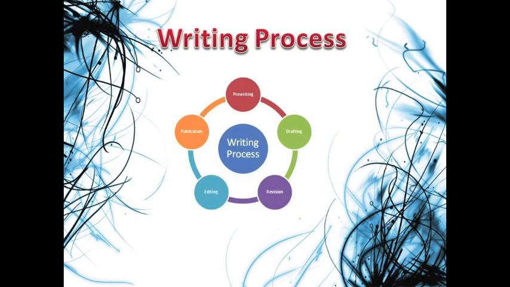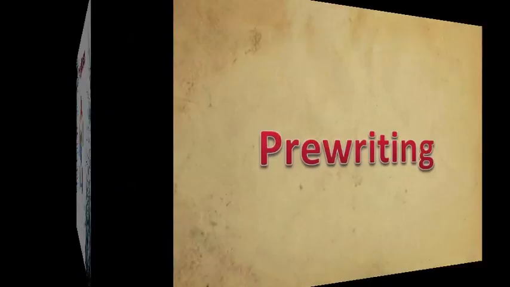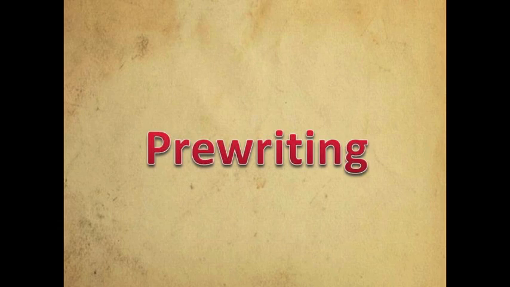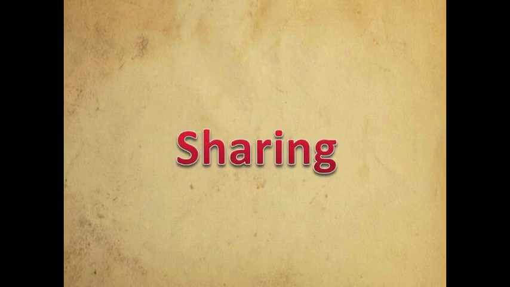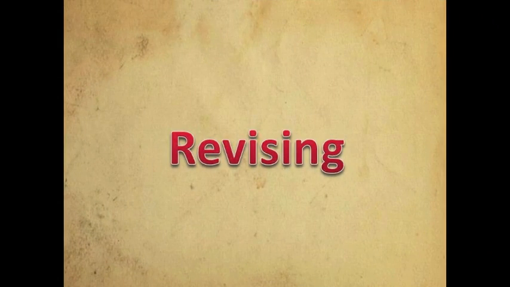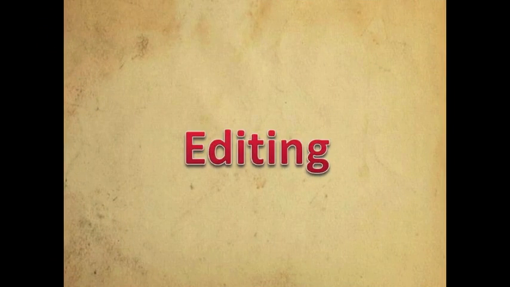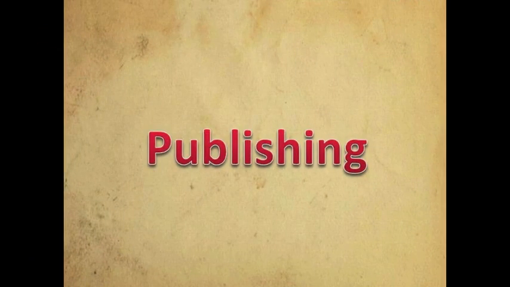When we write, we use something called the writing process. This helps the writer create a thorough report, and it takes a couple of steps to get through, but it's well worth it at the end. There are 6 steps to the writing process: pre-writing, drafting, sharing, revising, editing, and publishing.